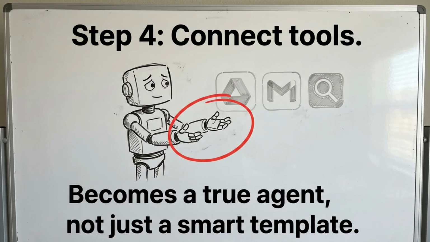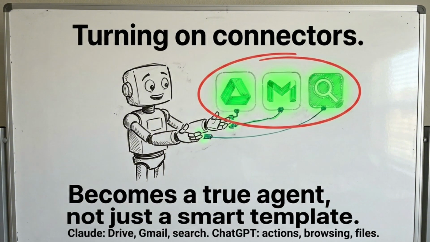Step 4, and this is where it becomes a true agent, not just a smart template. Connect it to tools. In Claude, this means turning on connectors, things like Google Drive, Gmail, or web search.